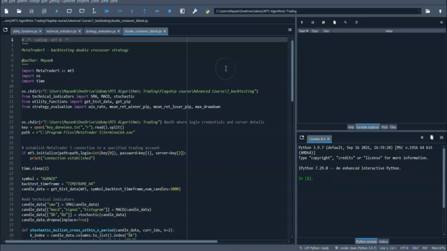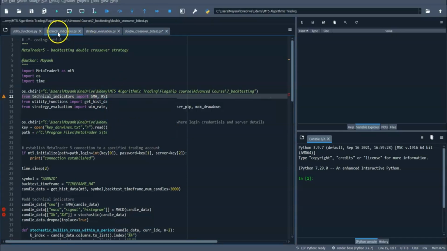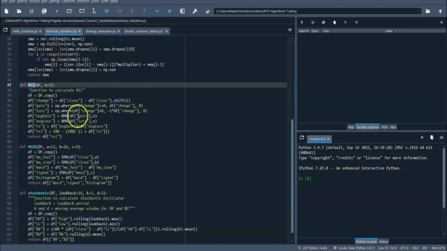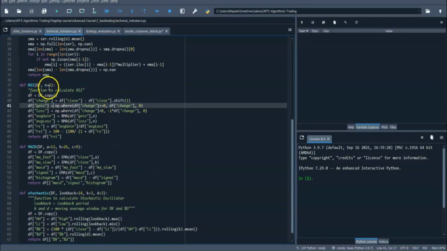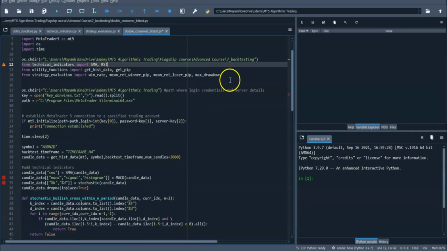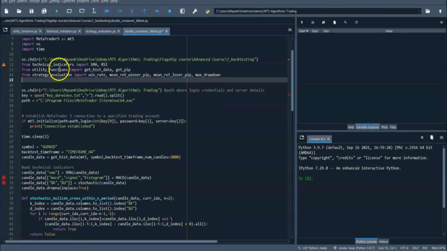Hello friends, so let us start implementing the triple RSI strategy, and we'll be using the double crossover backtest code that we put together a few lecture videos back as our starting code. Alright, so first of all, what technical indicators do I need? I need the SMA, I don't need MACD, I need RSI, which is already implemented in our technical indicators. And by default, n is equal to 5, so I don't need to worry about providing the value of n as the argument, so that's a good thing. Nothing else needs to change here as of now. We'll revisit this import section based on how our code is progressing.